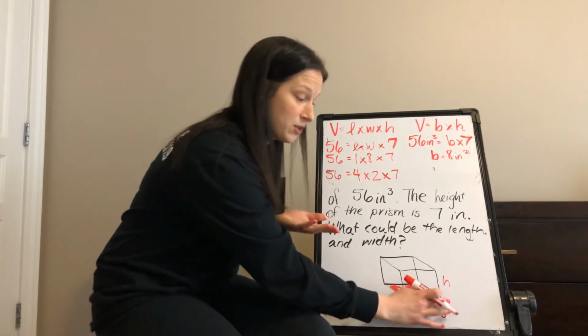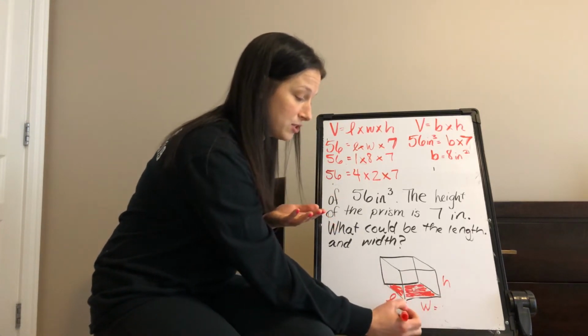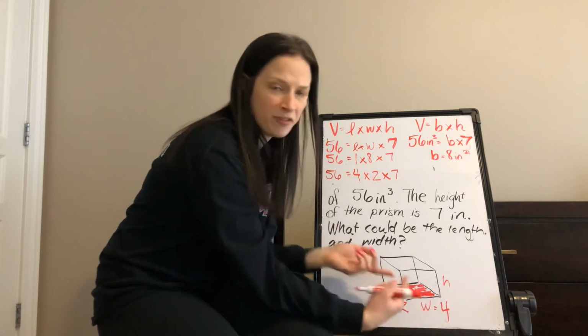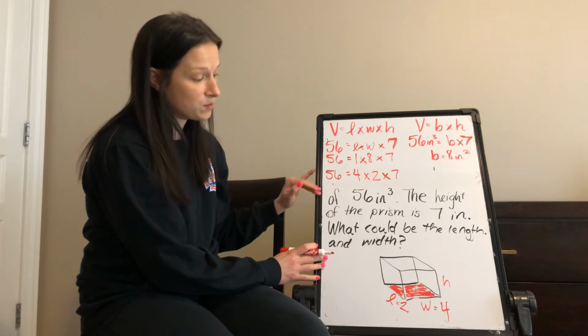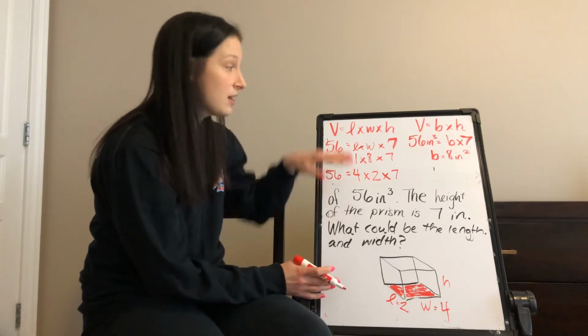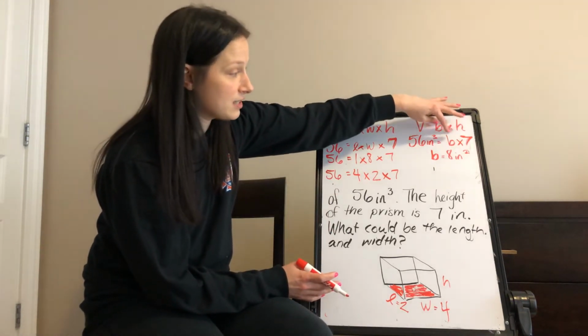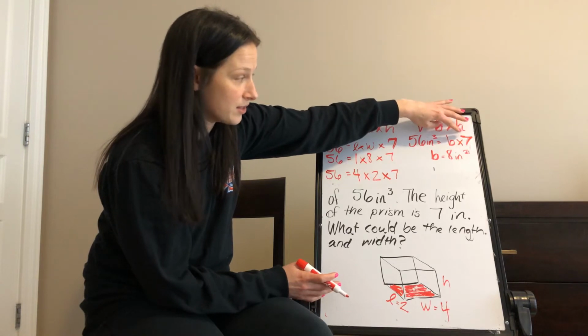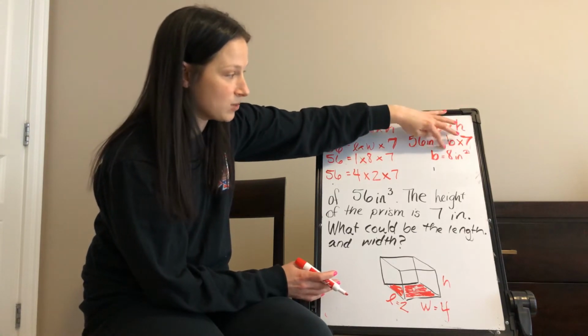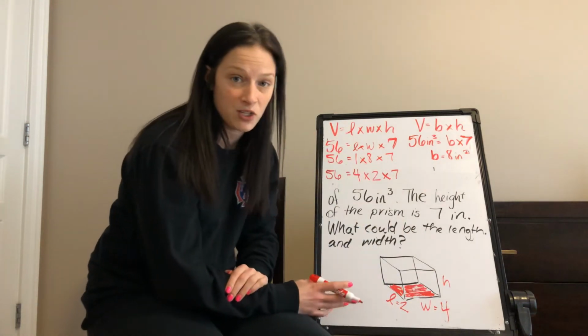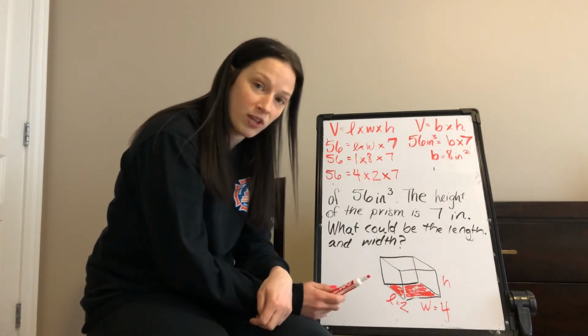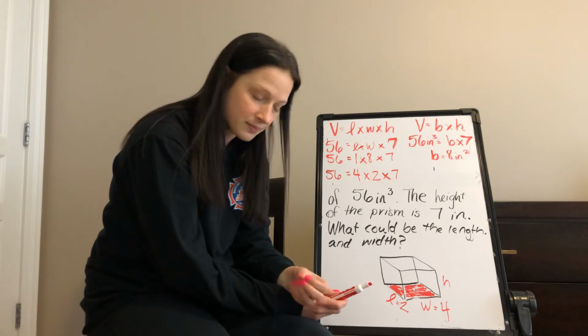So there's more than one right answer here. Your length could be 2 and your width could be 4, or vice versa. So, boys and girls, when you get these story problems, you have to think about 7 times what makes 56. And once you identify this base, this bottom area, then you can solve for the dimensions. And there could be more than one correct answer.